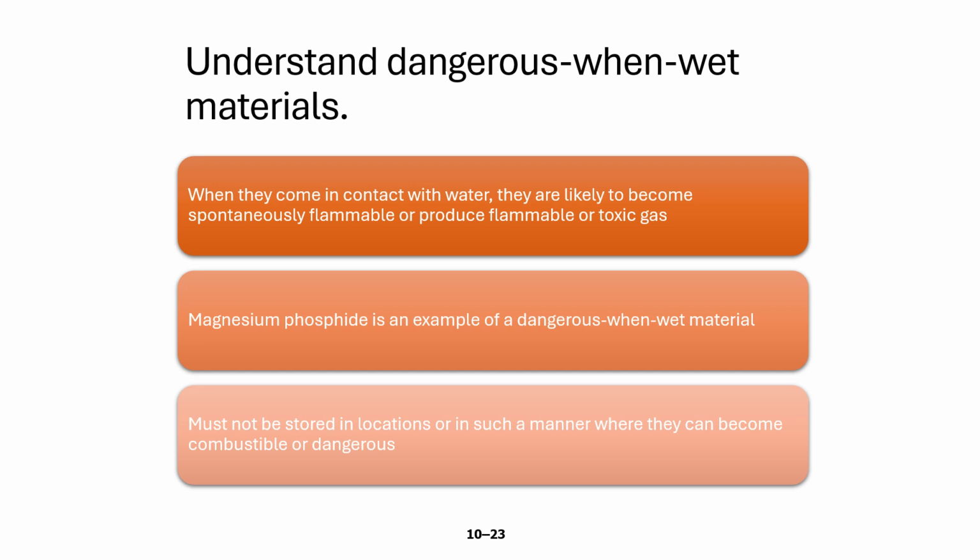Another classification includes the dangerous when wet materials. These materials, when they come in contact with water, are likely to become spontaneously flammable or produce flammable or toxic gases. Magnesium phosphate is an example of a dangerous when wet material. Materials such as these must not be stored in locations or in such a manner where they can become combustible or dangerous. So, how do you keep these materials dry in an environmentally controlled atmosphere?